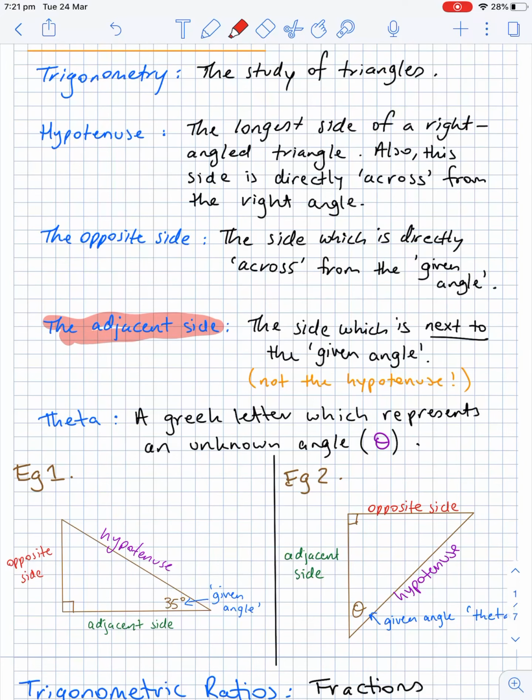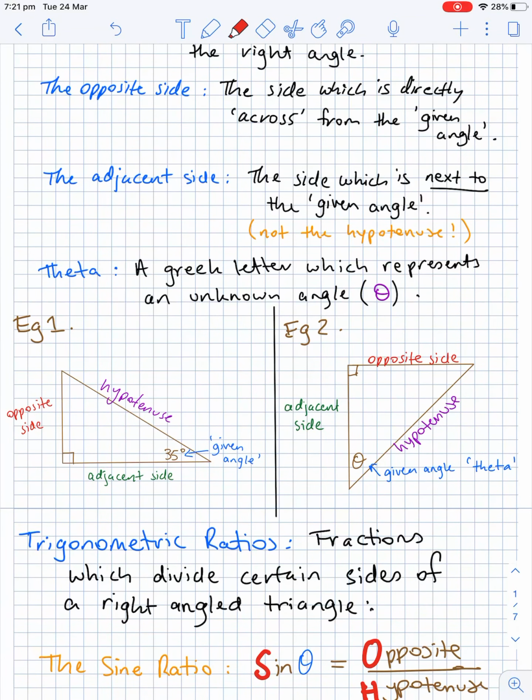Then we've got the adjacent side. So this is the third side. So that was the first, that's the second, this is the third. So the adjacent side is the side which is next to the given angle. The word adjacent literally means next to. So we've got to think which side is next to the given angle, and it's definitely not the hypotenuse. So don't get the hypotenuse and the adjacent sides mixed up. So here's my given angle. I look to see, well, what sides are next to this angle? Well, that and that are next to it, not the other side. Now this one up here, that's my hypotenuse, so it's definitely not that one. So therefore it has to be this one down here.